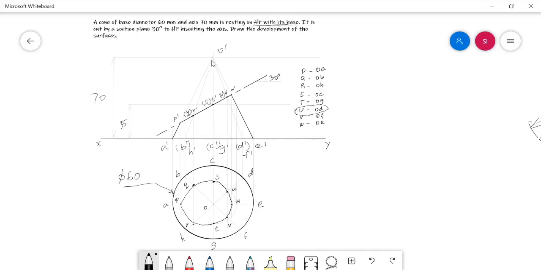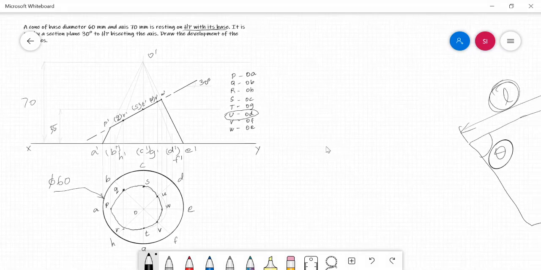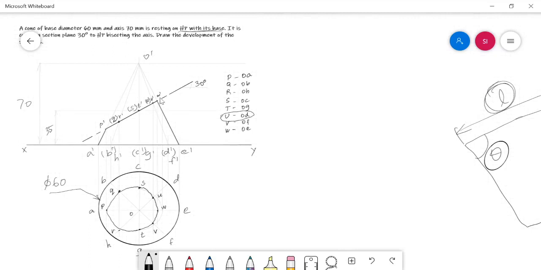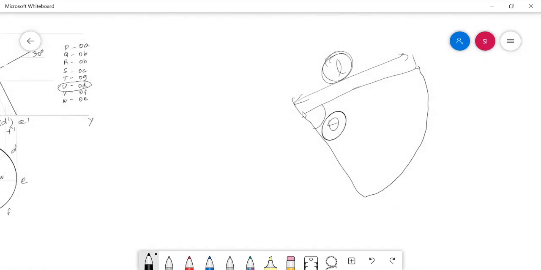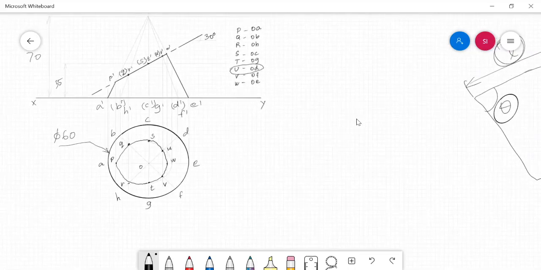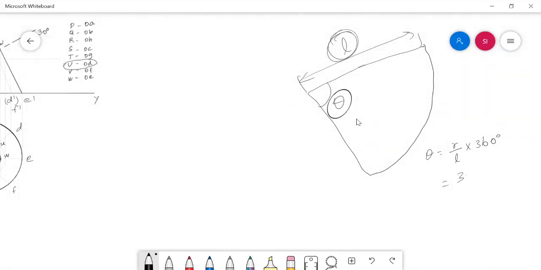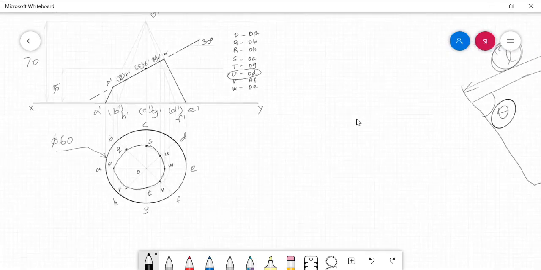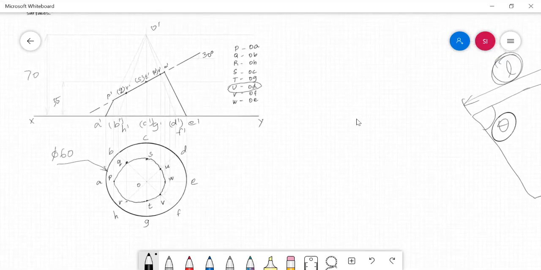O dash E dash and O dash A dash are equal in length, and they show the true length of the slant generator. So by measuring this length, we can get the sector radius, and then the sector angle can be found by a simple formula, R by L into 360. In this problem, the R value is the radius of the base circle, 30 mm, and the L value is the true length of the generator.